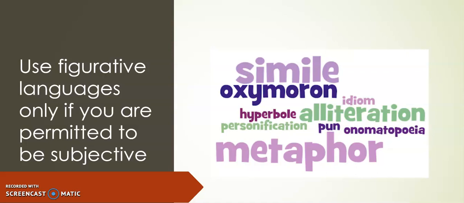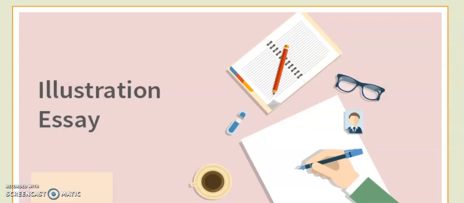Now let's move on to the next rhetorical mode, illustration. Illustration is a rhetorical mode aimed at explaining something with examples. Your general statement in an essay can be clarified if you use proper examples or illustrations.